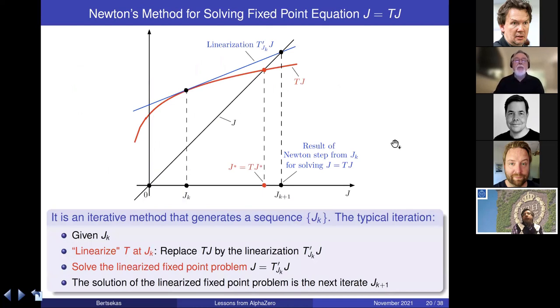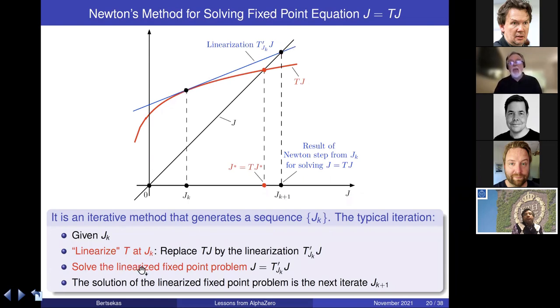Okay, so let's look at the familiar Newton's method for solving a fixed point problem, finding a fixed point of the operator T. This is a generic operator here, and I'm showing it in red, concave and monotone as it is in dynamic programming. And Newton's method is an iterative method. It generates a sequence of iterates, J_k. You start at J_0, generate J_1, J_2, and so on. At the typical step, you are at J_k. And what you do is you linearize T at J_k. And this blue line is the linearization. It involves the first order Taylor series expansion of T at the point J_k.